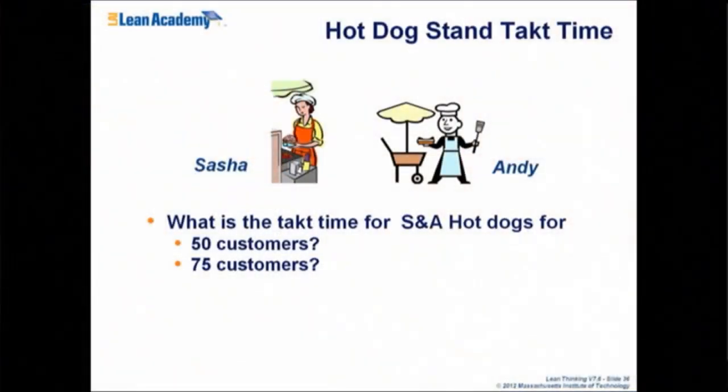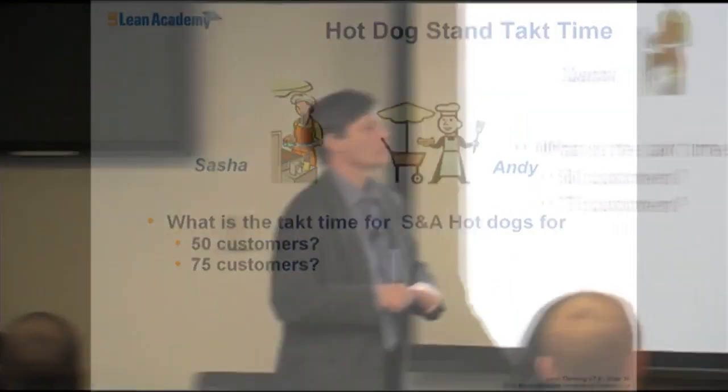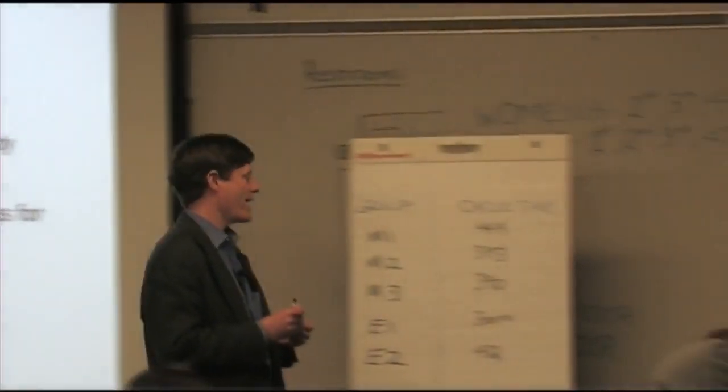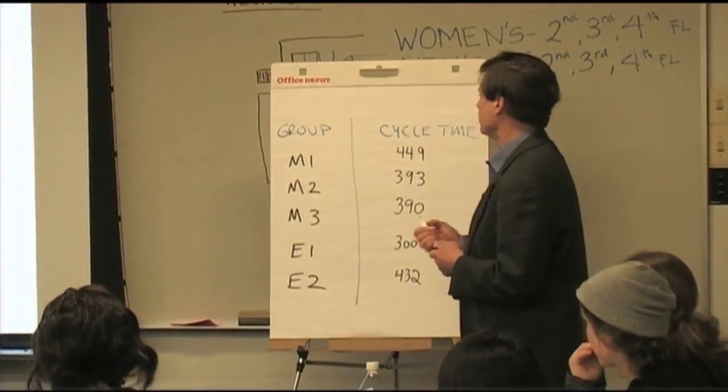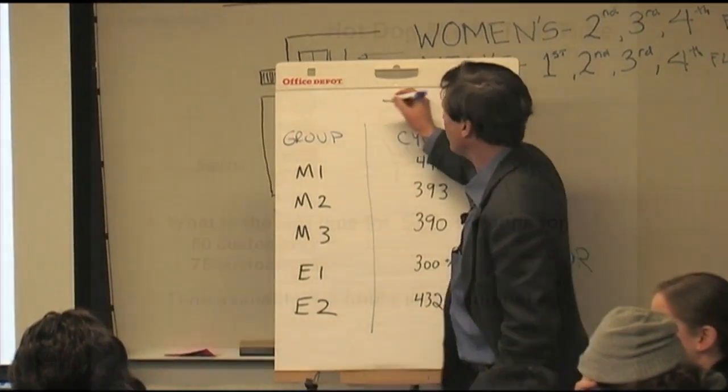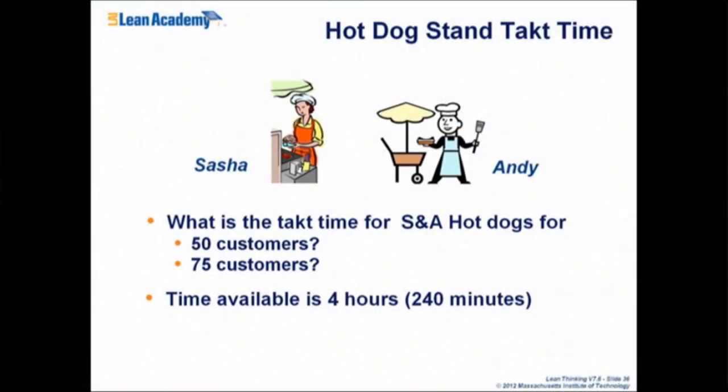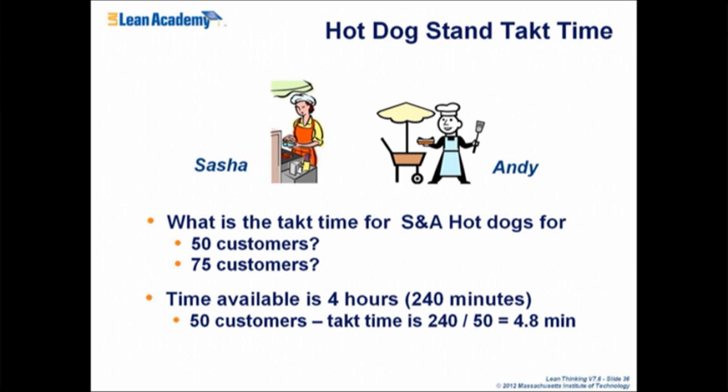Okay, so what's our tack time at our hot dog stand? If we had 50 customers, what would our tack time be? Somebody's got a calculator, they can bang that out. 4 hours, right? Which is some number of minutes, which is some number of seconds. 12.5 customers per hour, so how many hours per customer? And let's try to express that in seconds. Let's see, we got 240 minutes. So we got about 4.5 minutes. How many seconds is that? Can somebody multiply that by 60? 280 seconds, okay.